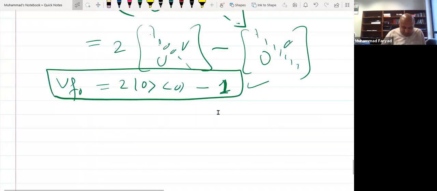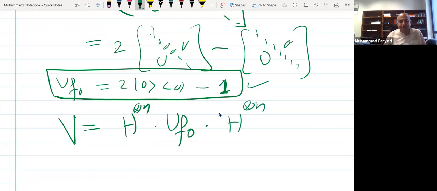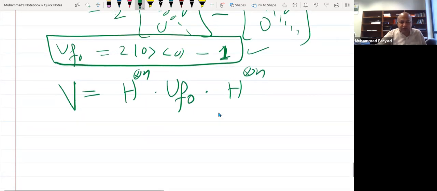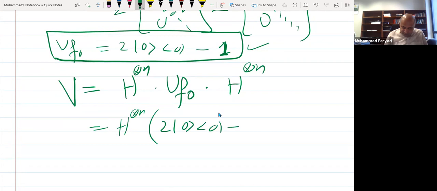All right, so let's now build this diffuser. Diffuser is nothing but a Hadamard transform followed by the UF naught and then another Hadamard transform. So let's work it out. Let's put this UF naught here. So Hadamard, 2|0><0| minus identity, Hadamard.